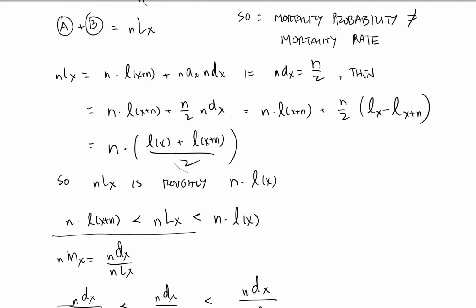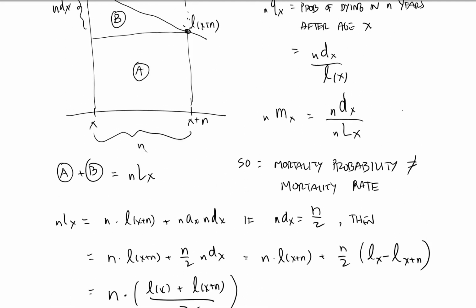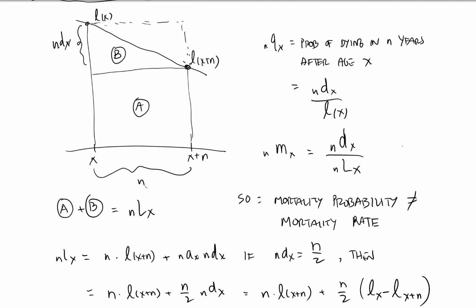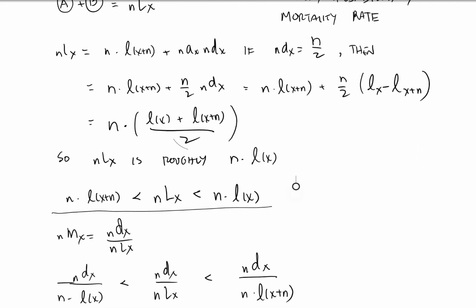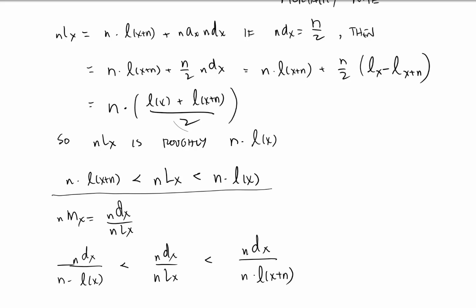So we're going to say that nLx, which is the area under the curve, is going to be somewhere between this bigger rectangle, which has height l(x) and width n, and this smaller rectangle, which has height l(x+n) and width n. So that's what we're saying here, that this thing is bounded. n times l(x+n) is less than nLx, which is less than n times l(x).